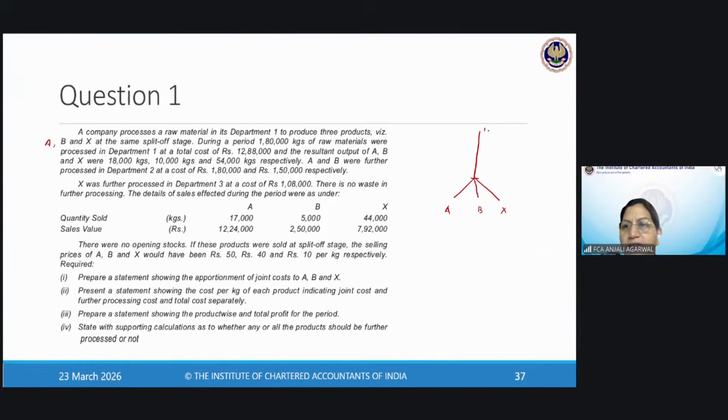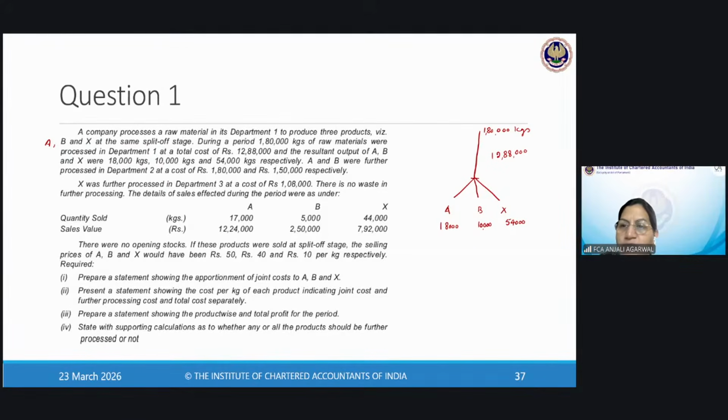During the period, 180,000 kgs of raw material was introduced in the process, and the total joint cost comes out to be 12,88,000. So our job is to bifurcate 12,88,000 amongst A, B, and X. The resultant output of A, B, X is 18,000 kgs, 10,000 kgs, and 54,000 kgs. If you add all three, 54 plus 18, 72, and 10, 82,000 kgs.